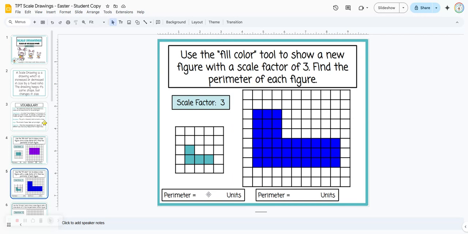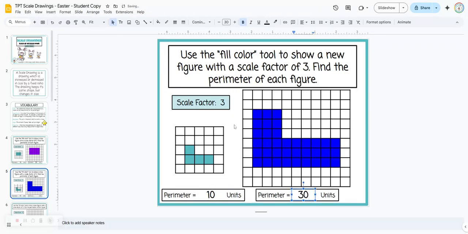And again, we're going to have them look at the perimeter. If they count the perimeter of the original drawing, it's again 10 units. This one is 30 units, and you want to point out that we multiplied the perimeter of the original figure by the scale factor.